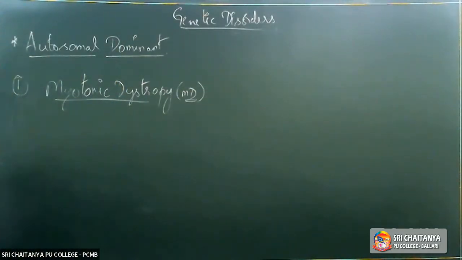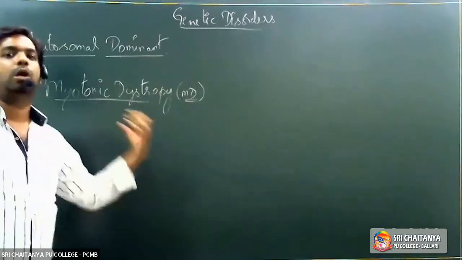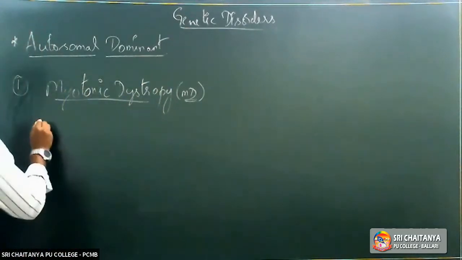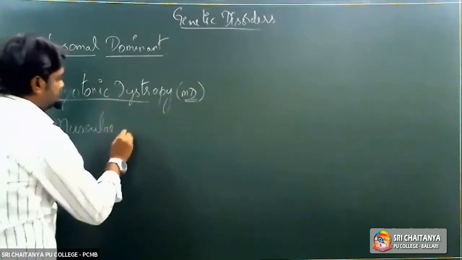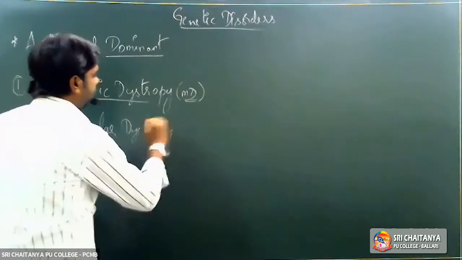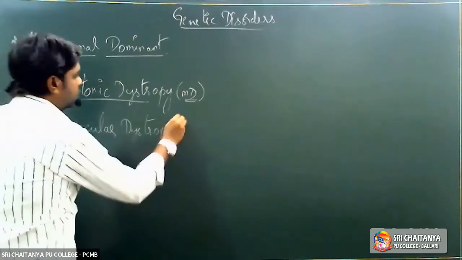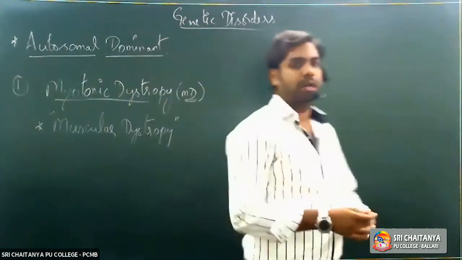Now, this myotonic dystrophy is the first disorder we'll be taking up in the list, right? And it is an autosomal dominant disorder. It actually belongs to a group of diseases called muscular dystrophy. So muscular dystrophy is actually a group of diseases, and one of the major diseases under muscular dystrophy is myotonic dystrophy.